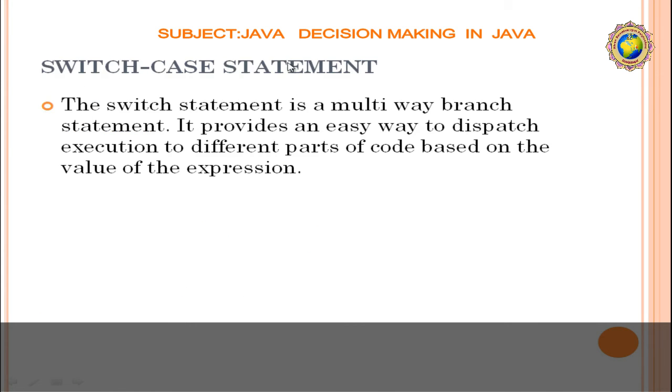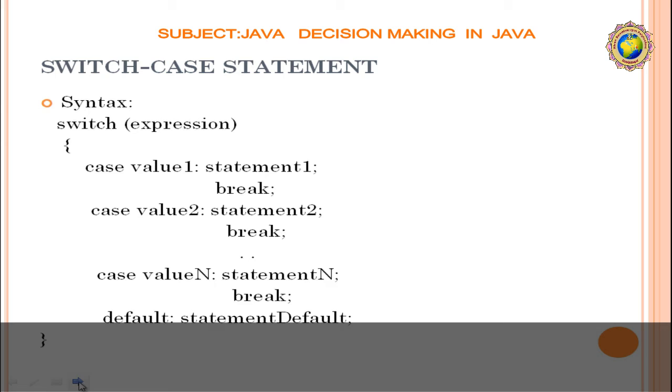Next, the switch case statement. The switch case statement is a multi-way branch statement, we can say. It provides an easy way to dispatch the execution of different parts of the code based on the value of an expression. So how can we implement the switch case statement? Let's see. This is the syntax of the switch case statement. First, you have to write the switch keyword, then the expression, then case value 1, case value 2, and usually statement 1 follows.